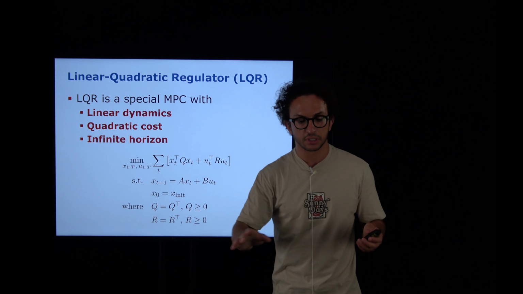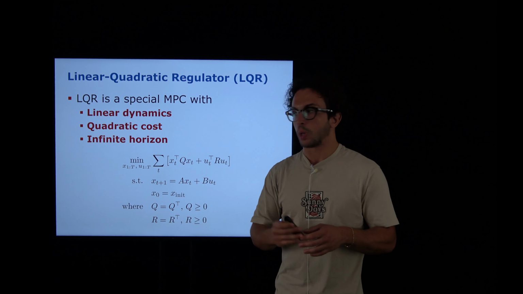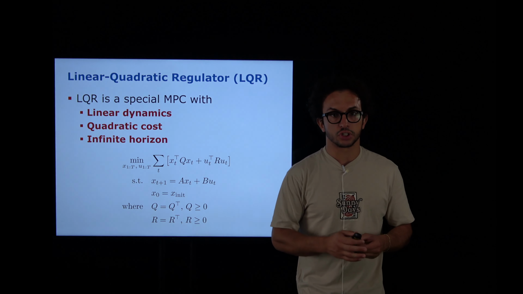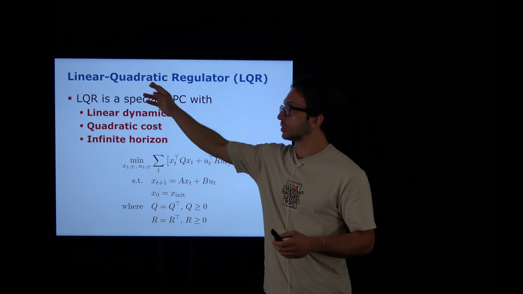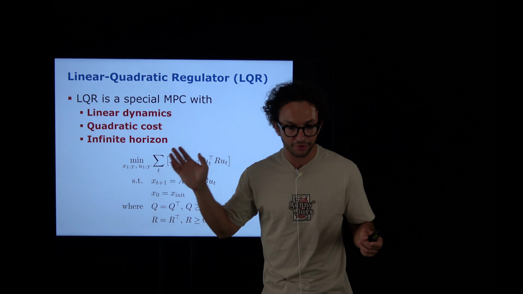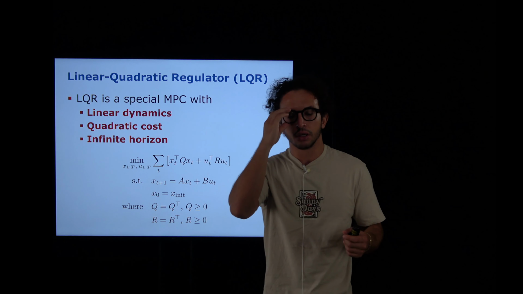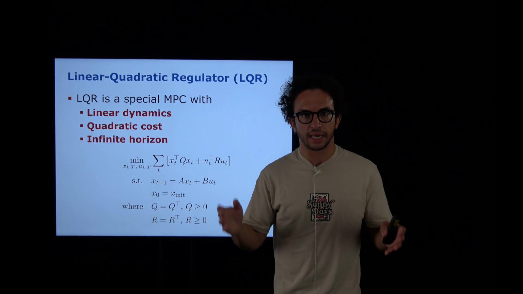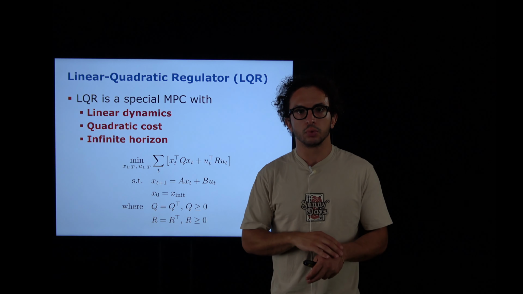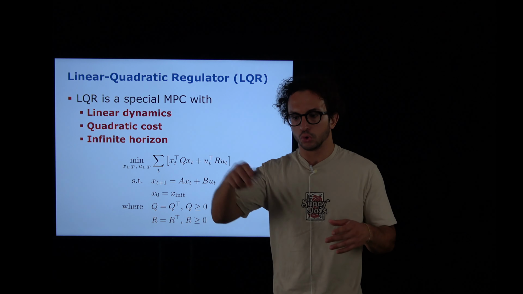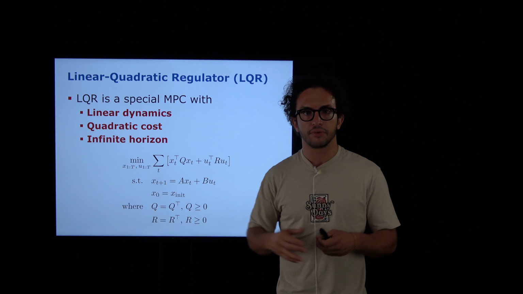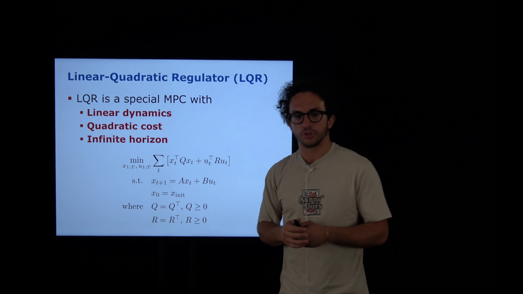So the dynamics of the system is linear. We have a linear system, we're dealing with a linear system. We have a quadratic cost function, so it's linear-quadratic, and we have an infinite horizon. So we are now forgetting about all the good things that we've said about having a shorter horizon, about not having to deal with a huge horizon that has to solve the problem all the time and everything. We are now dealing with an infinite horizon.